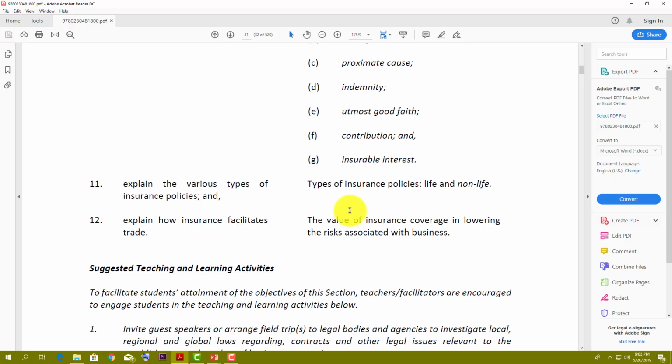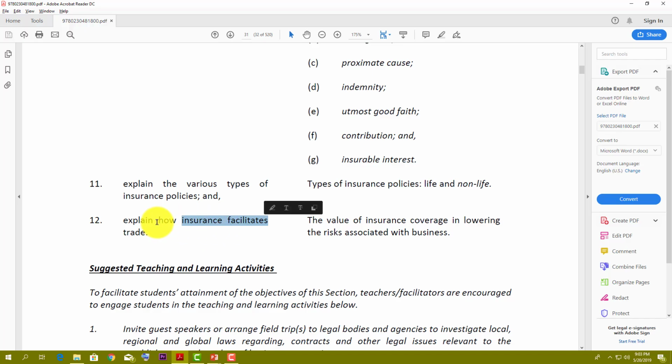Let's answer this last one here. Explain how insurance facilitates trade. Now, this is very simple to rationalize. For example, in the medical profession, some doctors do not treat a patient unless they are insured. Why? Because if there's an accident or something, they can sue the doctor for all the doctor is worth. So because insurance is out there, the doctor has more confidence in doing his job, because if something happens, he's covered by insurance.